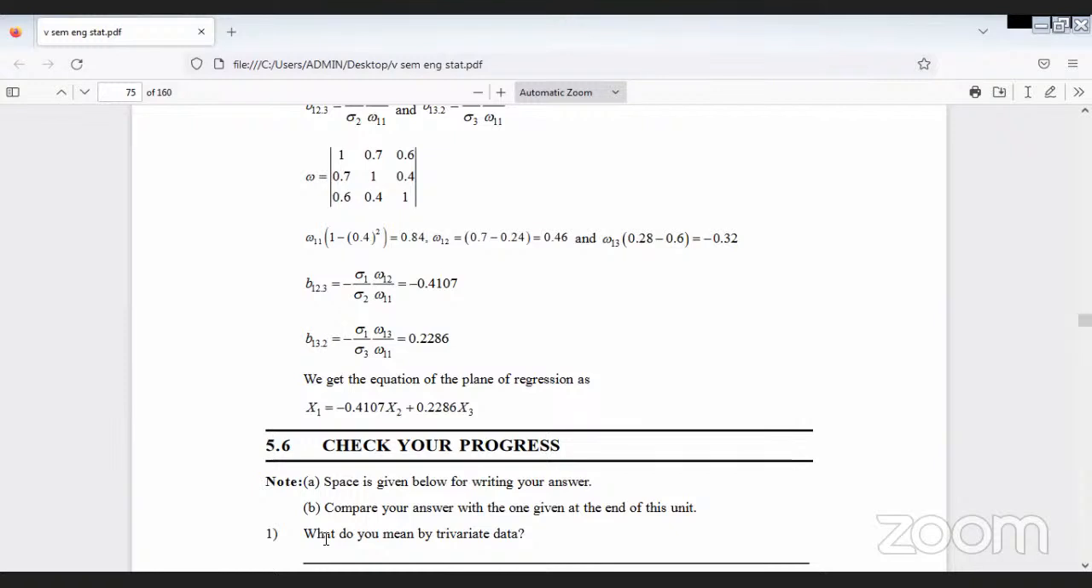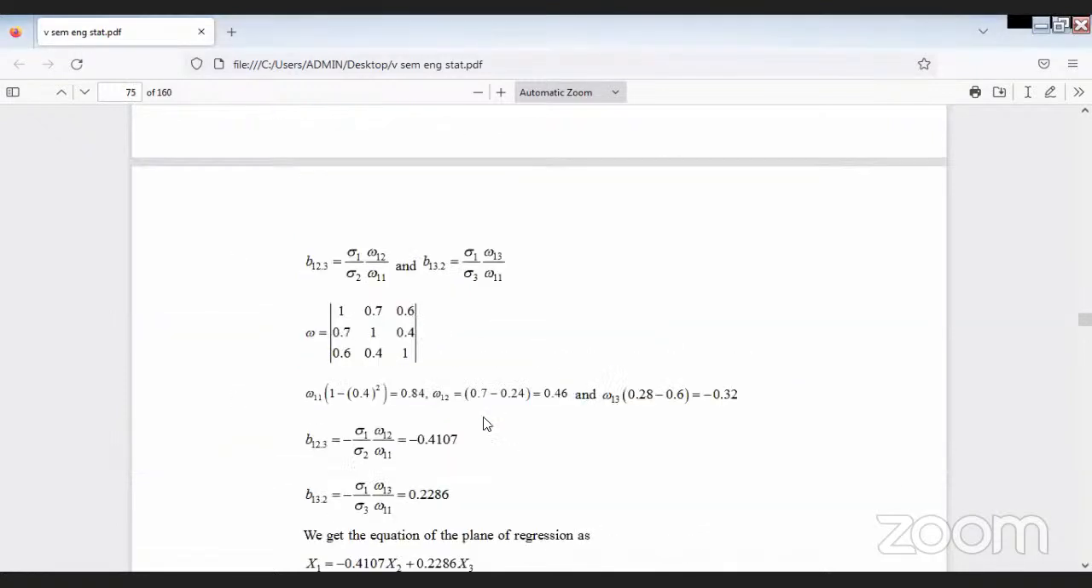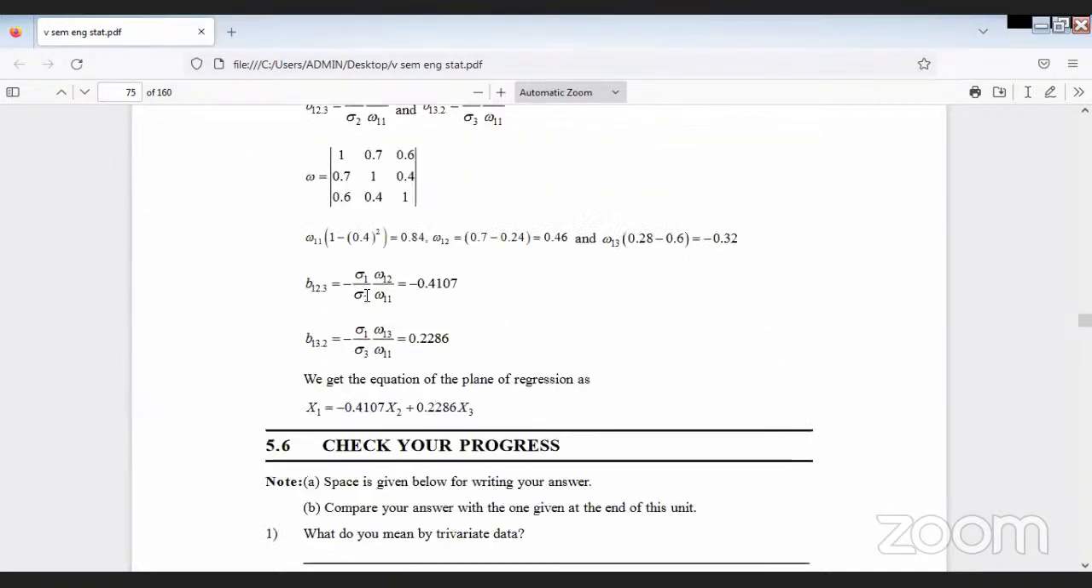0.84, sir. Very good. Then 0.7 minus 0.24 is 0.46. Good. 0.28 minus 0.6 is minus 0.32. Very good. What is sigma 1? 3. Sigma 2? 4. So 3 by 4. Omega 12, what is the value? 3 by 2 into 0.46 by 0.84.